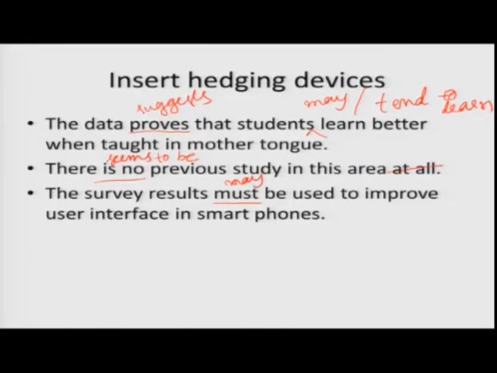So, we know there may be issues with this, and even if you say hypothetically it was foolproof, you cannot make it mandatory for others. So, there is a problem here. So, change the modal verb. You can say the survey results may be used or can be used to improve user interface in smartphones. So, now you are being a little more cautious, and so then it is acceptable and it is more appropriate. That is how you use hedging devices in an academic context.